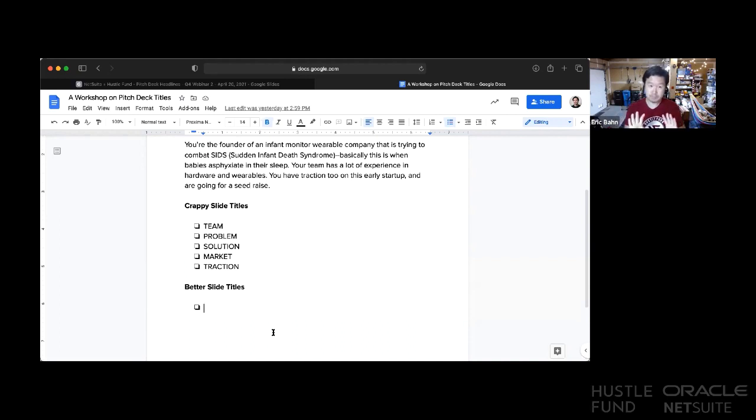One more setup here: let's pretend that this is a seed fundraise. We're a seed fund, so that's where I spend a lot of my time, not Series A or B. For any good seed pitch deck, there are really only 5 elements you need to make the case to garner investment: team, problem, solution, market, and traction. So you basically need only 5 slides.